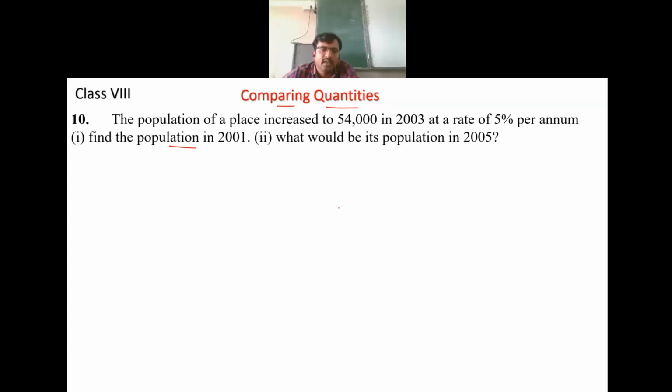Taking the initial population as P and the rate of increase as R. It is given that the population in the year 2003 is equal to 54,000. The rate is 5% per year. We have to calculate the population in 2001.